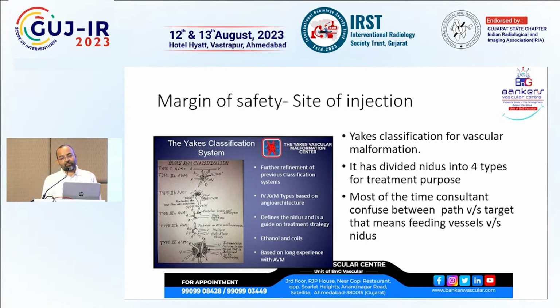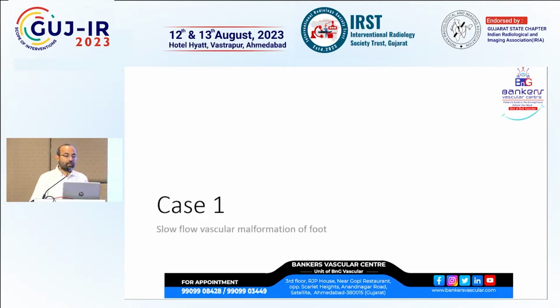And most of the time, people are confused between the path versus target. That means feeding vessels versus the nidus. So if you inject the ethanol into the feeding vessels, it is not going to be helpful. You have to inject the ethanol within the nidus. So now there's lots of theoretical discussion. Let me show you a few cases.